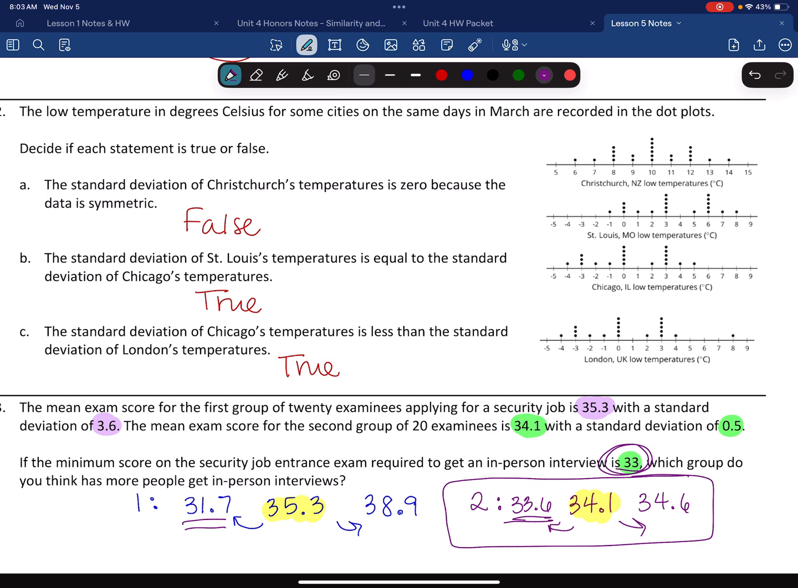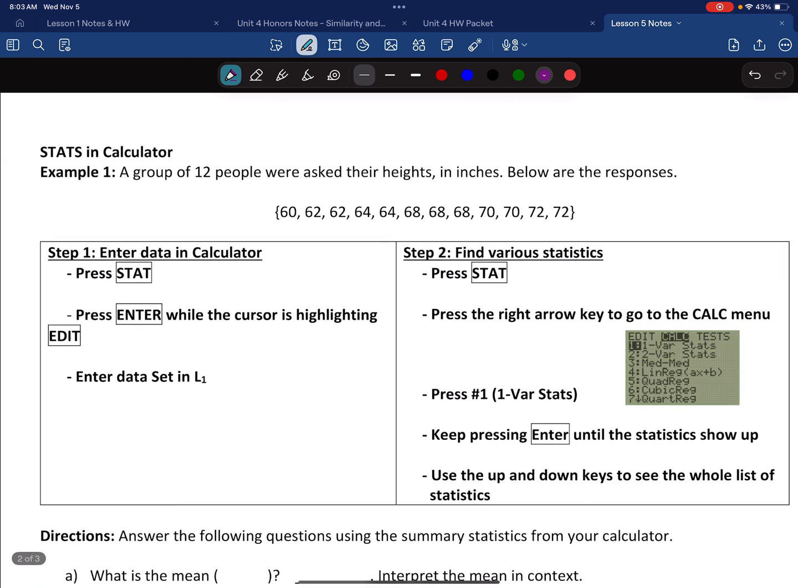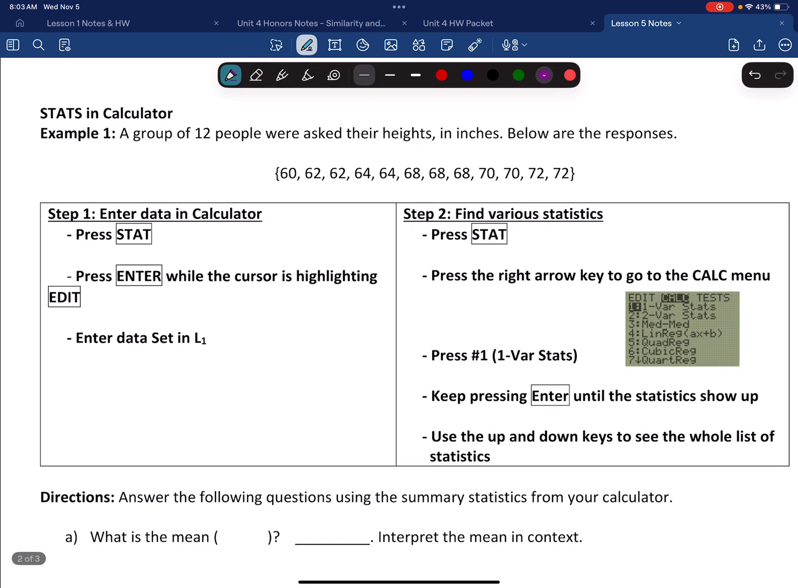Okay, if you have any questions, please write those down. Then we're going to go to example 1 here. So we are going to use our calculator. It says a group of 12 people were asked their heights in inches, and below are the responses. This box here are the steps to entering data in your calculator.